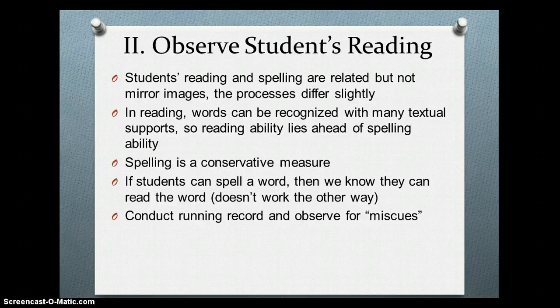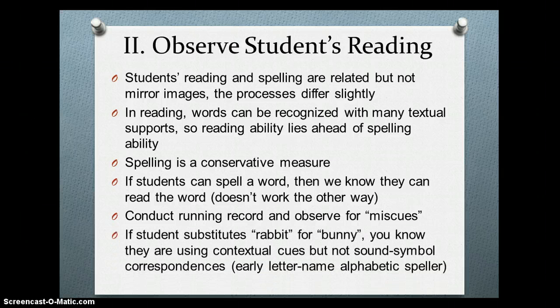We can conduct a running record and observe for miscues. If a student substitutes the word rabbit for bunny, you know they are using contextual cues, but not sound-symbol correspondences, which would imply that they are somewhere in the early letter name alphabetic stage for spelling.